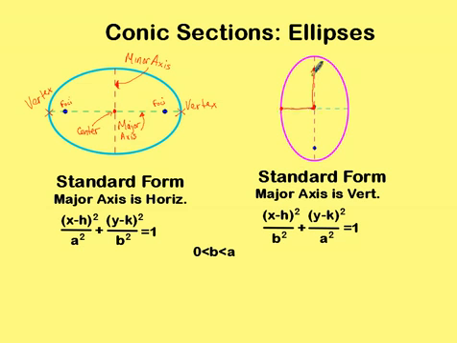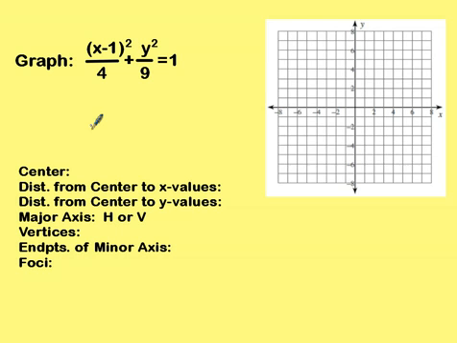Alright, so suppose we were to graph (x minus 1) squared divided by 4 plus y squared divided by 9 equals 1. The first thing you want to do is identify the center. And the center is always what makes the x value 0. If you plug in a 1, it would make it 0. And since my y squared is by itself, that value is going to be 0. And we'll go ahead and plot that point, 1, 0. That's going to be the center of the ellipse.